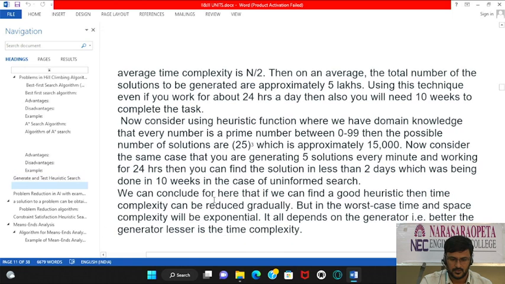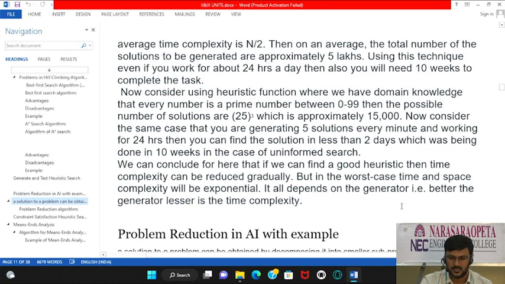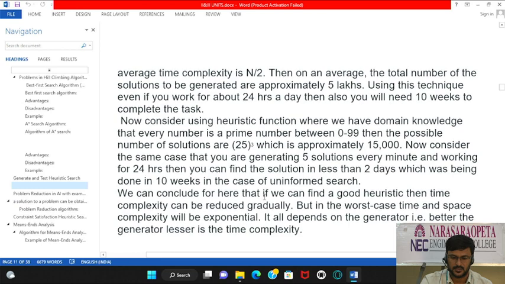We can conclude from here that if we can find a good generator, then the time can be reduced. But in the worst case, the time and space complexity remain exponential. So it all depends on the generator: the better the generator, the lower the time complexity. Next.